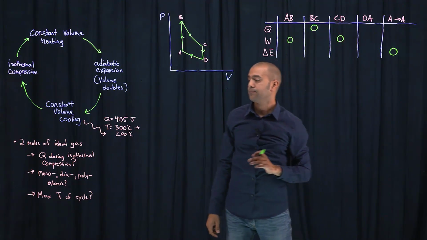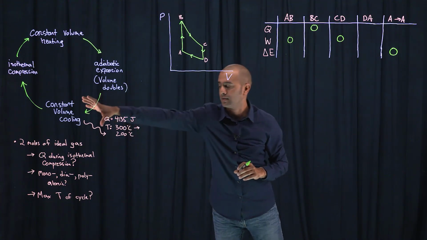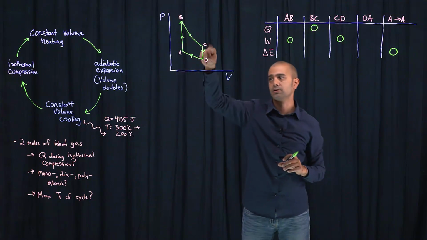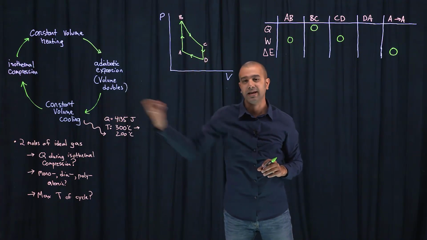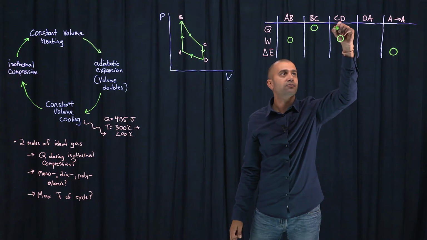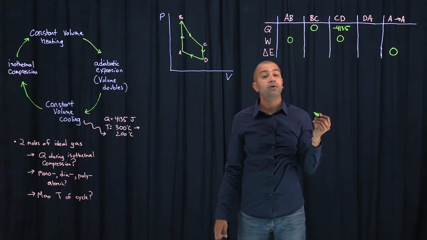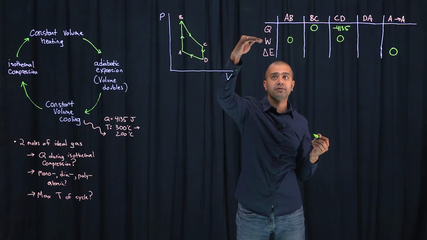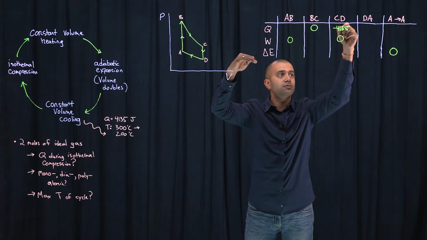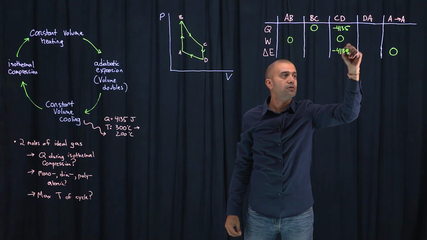And then finally, we also have the heat here is 4135 given in the constant volume cooling. So in CD, we have heat being taken out of the sample because it's cooling down. And that's CD, so we have minus 4135. Using the first law of thermodynamics, this row minus this row must equal that one. So this minus this must equal the total internal energy change. Okay, so we have that.